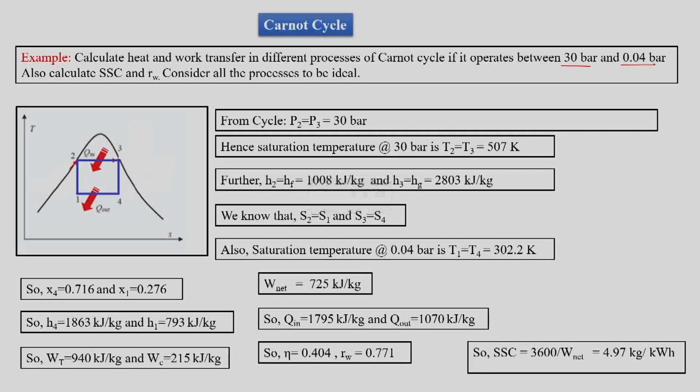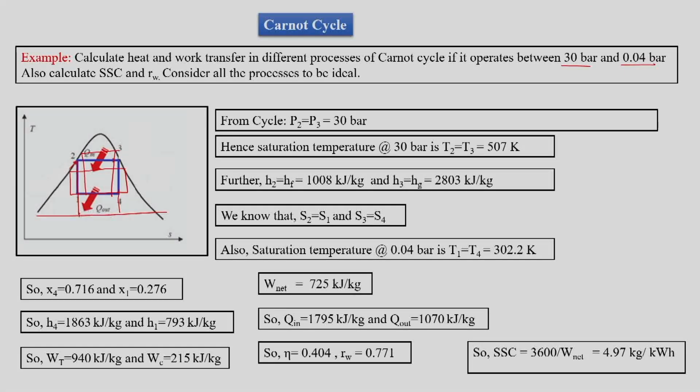If we would have been given a pressure which is more than 30 bar, then we have to take the Carnot cycle like this. If we were given a pressure lower than 30 bar, then we have to operate the Carnot cycle like this. But if we would have been given a condenser pressure lower than 0.04 bar for the present case, then we have to take as per the pressure given.